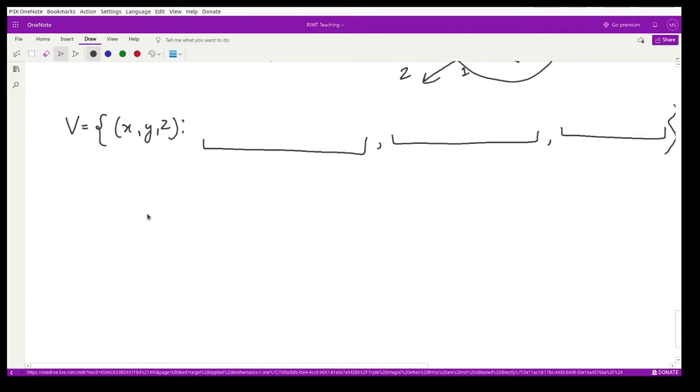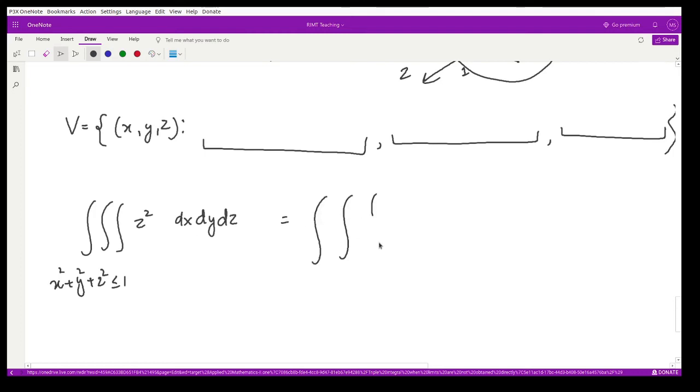So we have this triple integration over x square plus y square plus z square less than or equal to 1 of the function z square with respect to dx, dy and dz. This is what we are required to calculate. So firstly we will check out the limits of x. Here are the limits of x, here the limits of y, and here the limits of z. We have z square, dx, dy and dz.